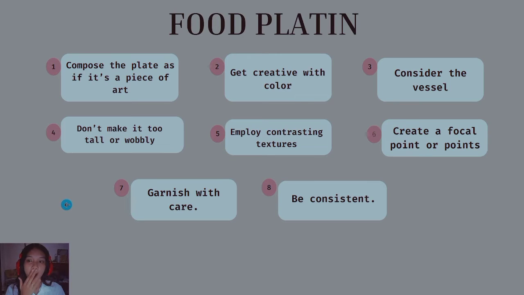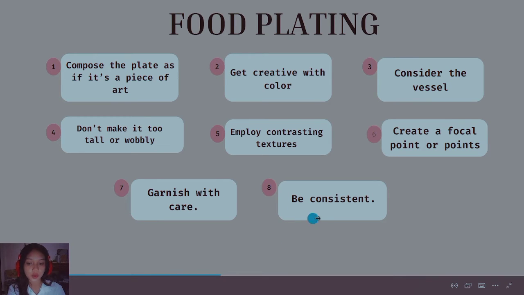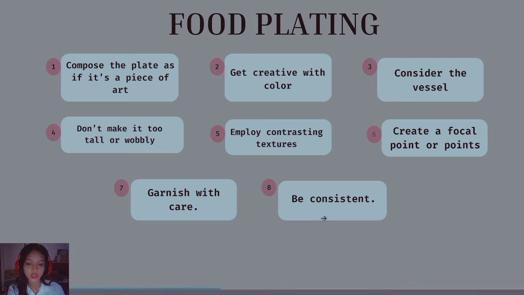Okay, so the next one is employ contrasting textures. A combination of textures on a plate adds excitement to the visual appeal of any dish. For example, our sushi rolls are often garnished on top with a contrasting ingredient to add not only an incredible flavor element, but also to add a visually appealing texture.